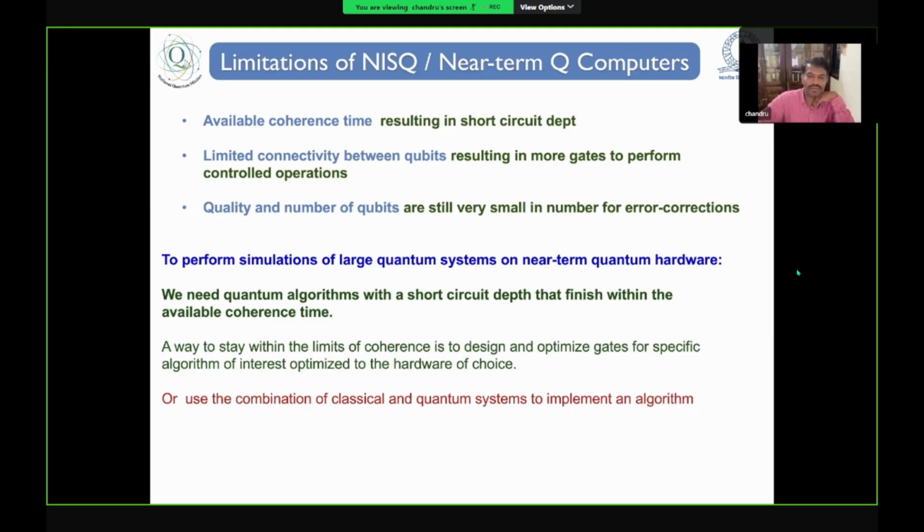The quality and number of qubits are still limited for doing error correction also, because systems are prone to errors, and errors can be operational errors and system errors. If you have a larger number of qubits, you can always encode information in more qubits, and error correction can be done more efficiently.